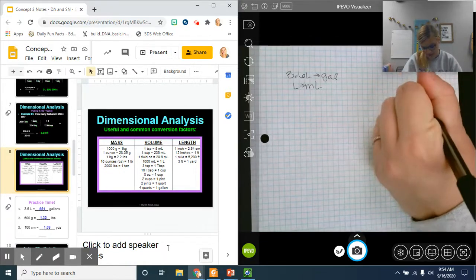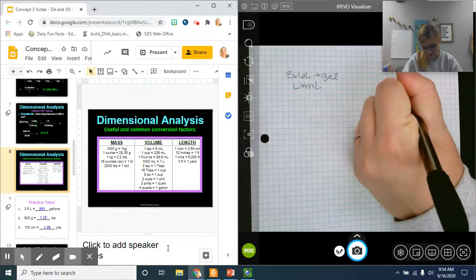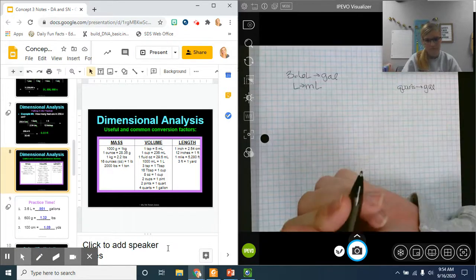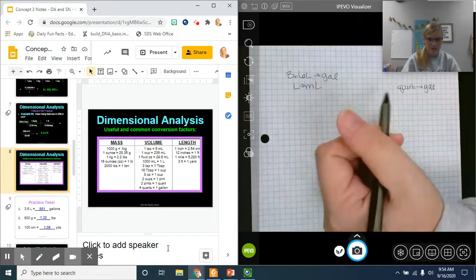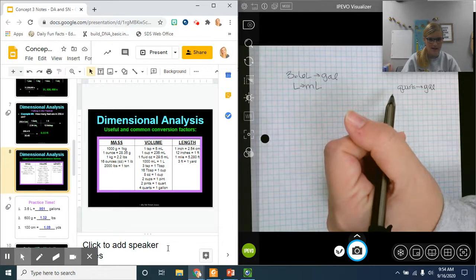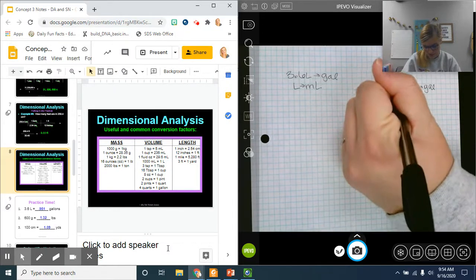And the only thing that I have that goes into gallons is quarts. So I have a lot of options with milliliters where I can go from there. So I'm going to start looking backwards from quarts. So what do I have that can convert into quarts? Well, I have quarts and pints.